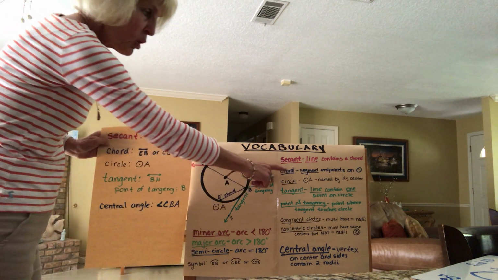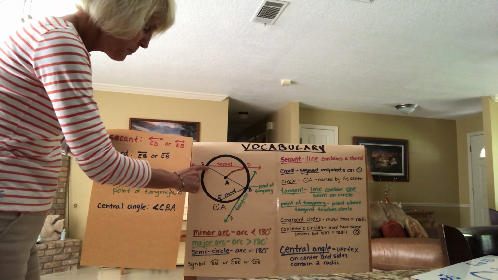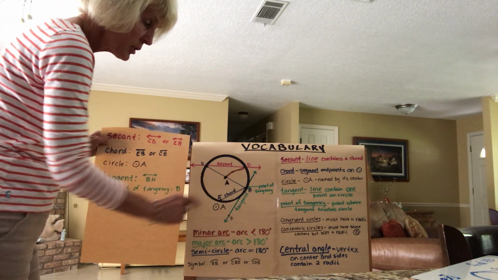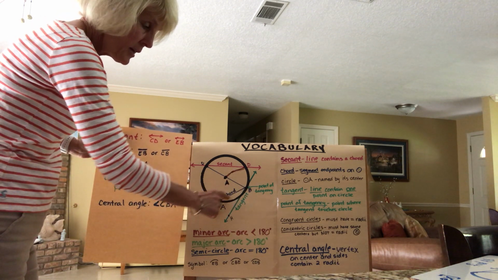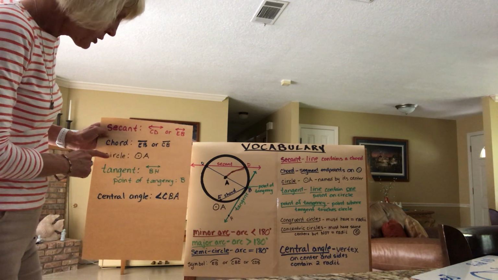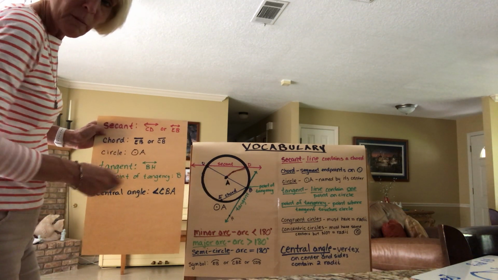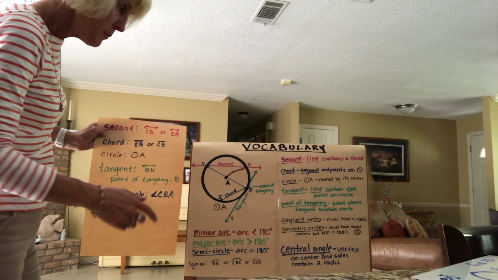Okay? For the chord, it's a segment with endpoints on the circle. So BC, the diameter, is the longest chord, or EB would be a chord. So I gave you that example. Okay, and the circle itself is just named by its center. So circle A. Remember, to be congruent circles, they have to have the same radius.